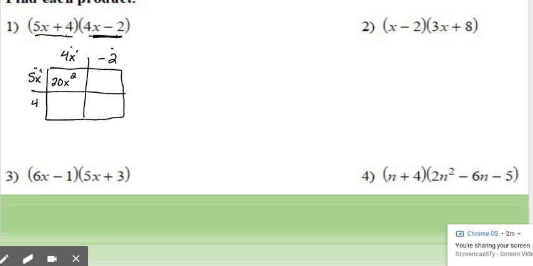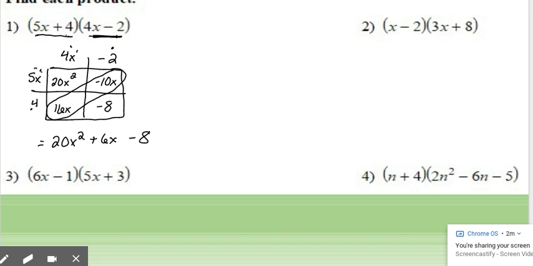5x times negative 2 is negative 10x. And now I'm down to the 4. 4 times 4x is 16x. And 4 times negative 2 is negative 8. And then remember, we're going to add up our like terms. So I got 20x squared. I'm going to add my x's together. Remember, when we add, we do not mess with exponents. So 16x plus negative 10x is positive 6x minus 8.